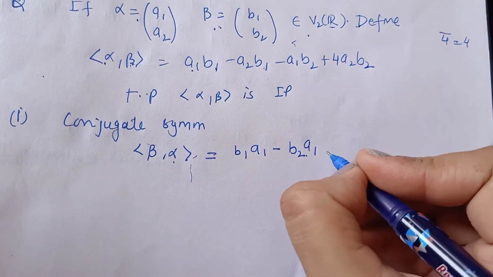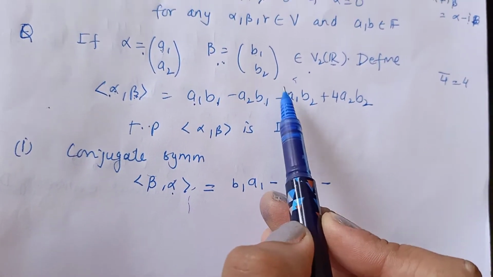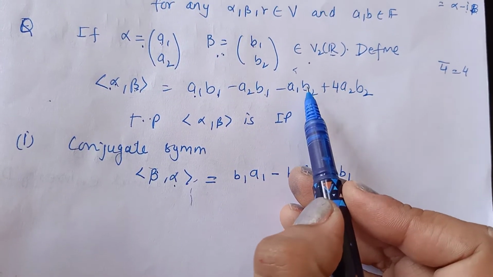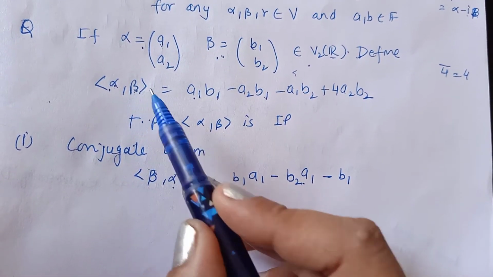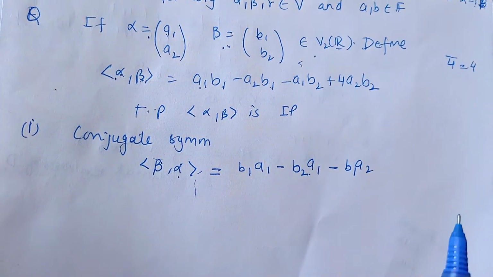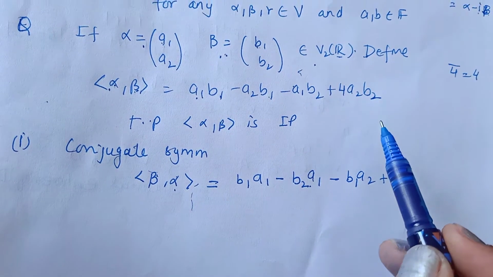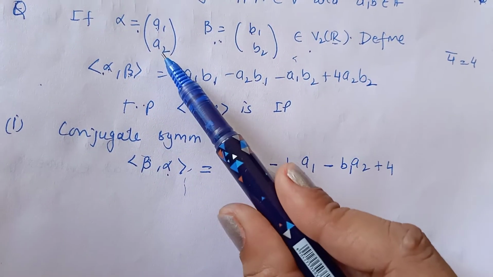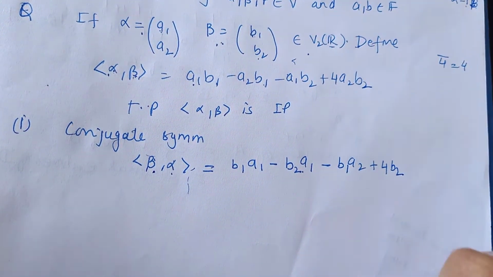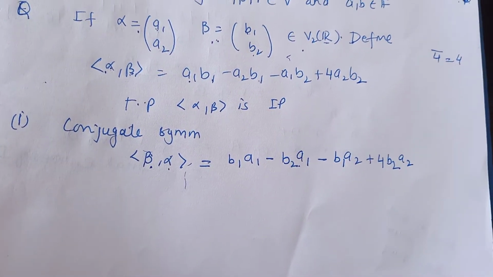Alright, and next is a1 b2. a1 is the first coordinate of the first vector, so the first coordinate of the first vector in our case is b1, and b2 was the second coordinate of the second vector. So this is our second vector and this is its second coordinate, a2. And plus 4 times a2, the second coordinate of the first vector; our first vector is beta, so its second coordinate will be b2, and this will be the second coordinate of the second vector.